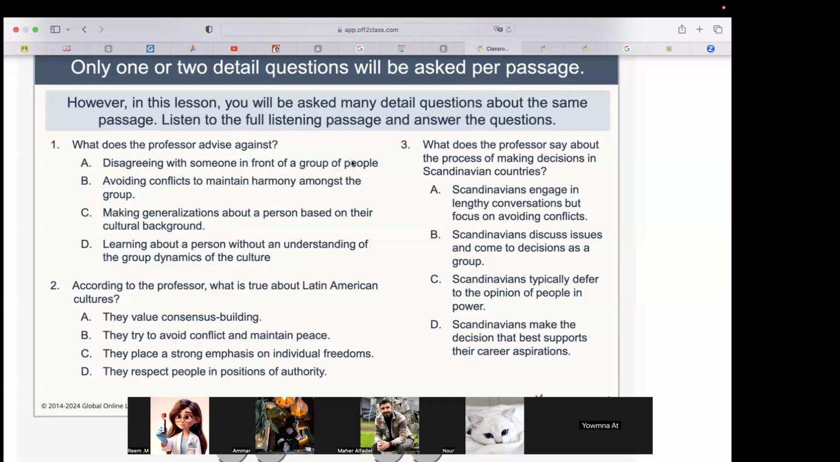All right. What does the professor advise against? C. So let's write C. Okay. According to the professor, what is true about Latin American cultures? Think D. So B or D? No, D, just D. All right. What does the professor say about the process of making decisions in Scandinavian countries? B.